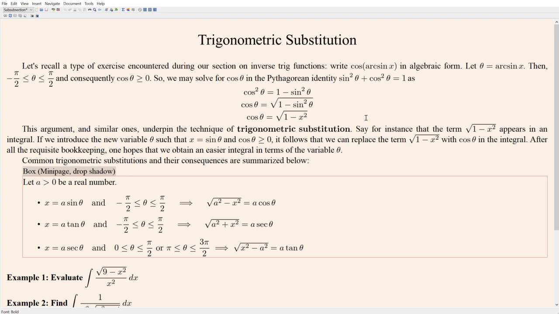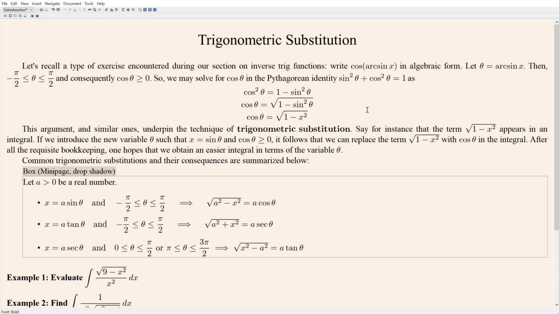So this idea of a duality between trig functions and algebraic functions that look like this, with a big square root and a square in them, this idea underpins the technique of trigonometric substitution. Because, say for instance that we were looking at an integral, and this term, square root of 1 minus x squared, appeared in the integral. Well, certainly it would be easier to deal with a cosine theta in that integral, instead of this big ugly square root term.